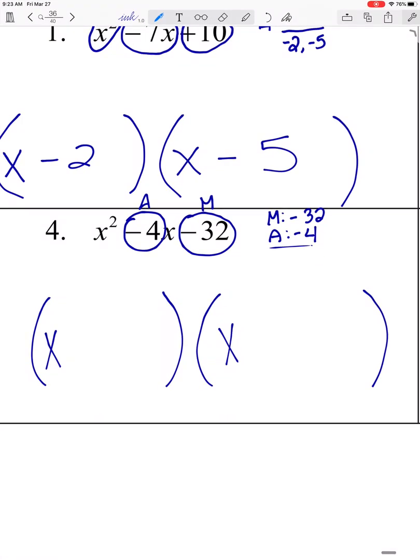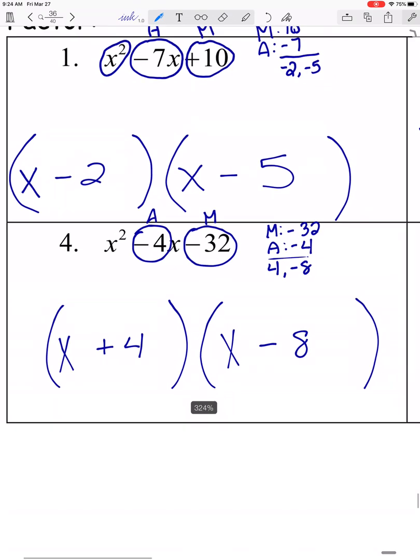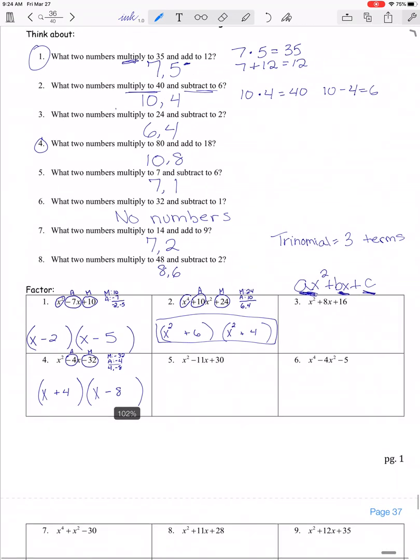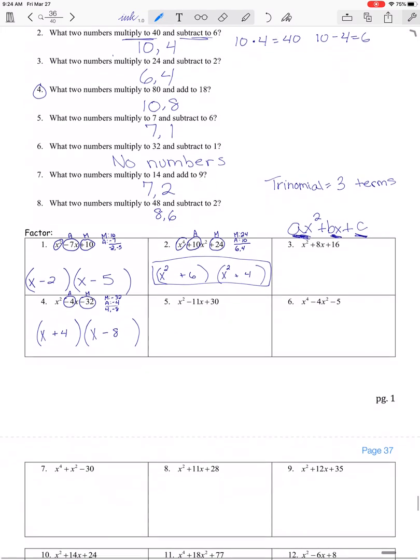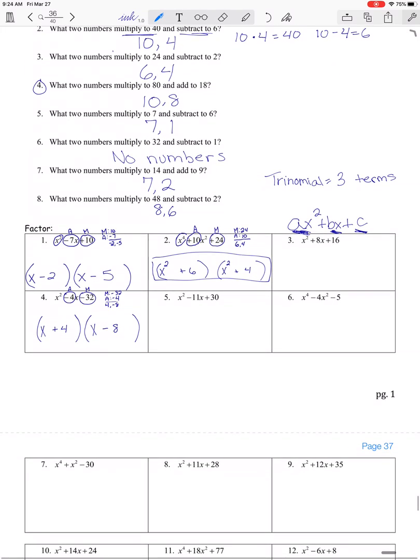So positive 4, negative 8. I'm going to write that in. And that's going to be my answer. So right now I want you to go ahead and try number 3. We'll have you do 3, 5, and 6 on your own. So pause the video, and then when you hit play, we'll go over it together.